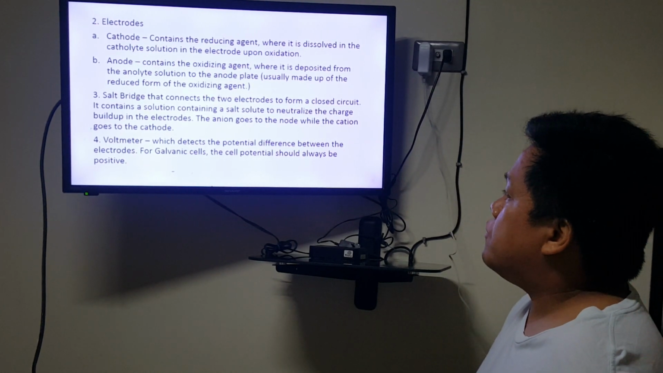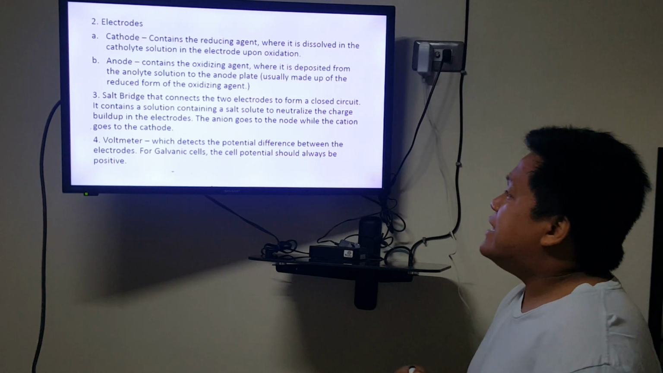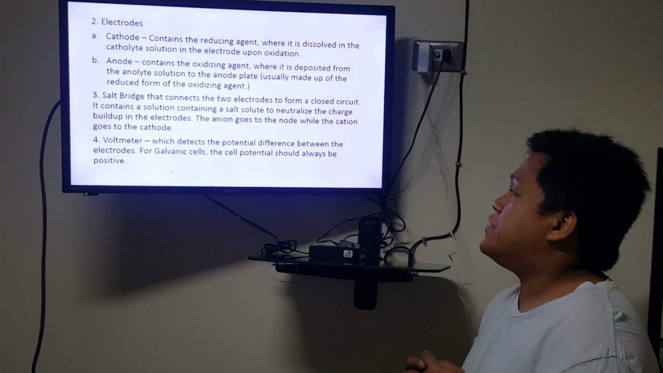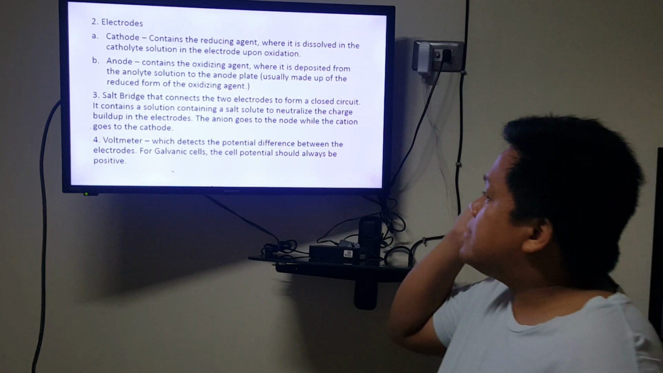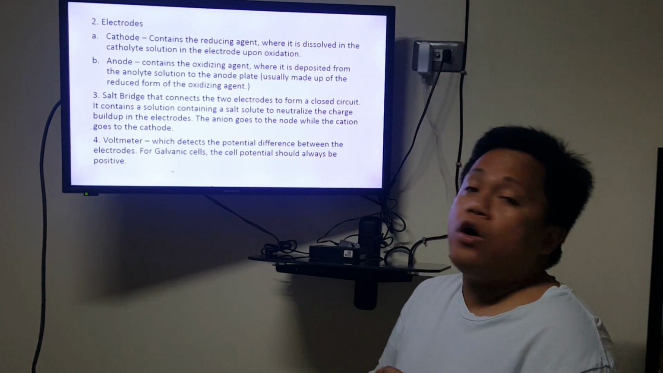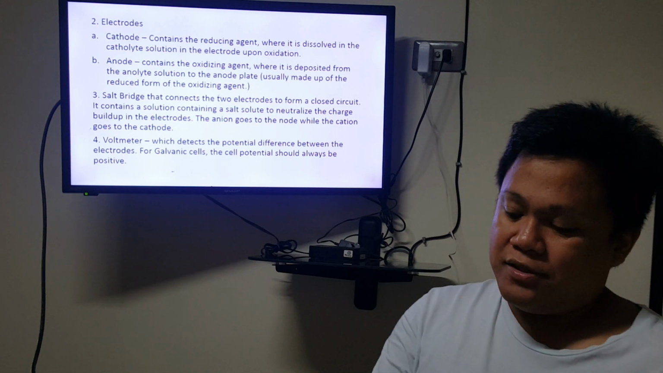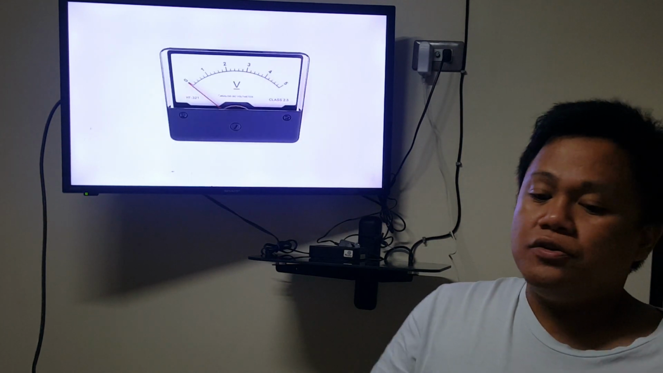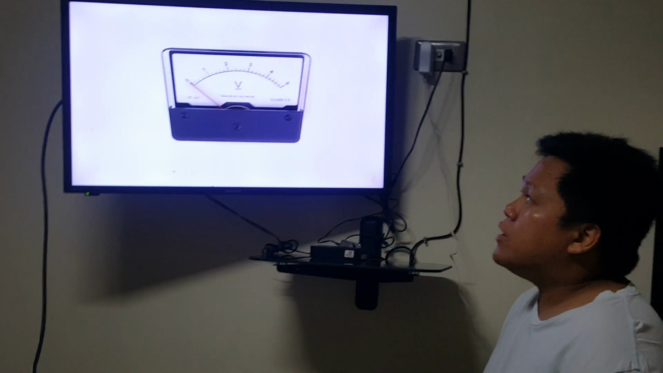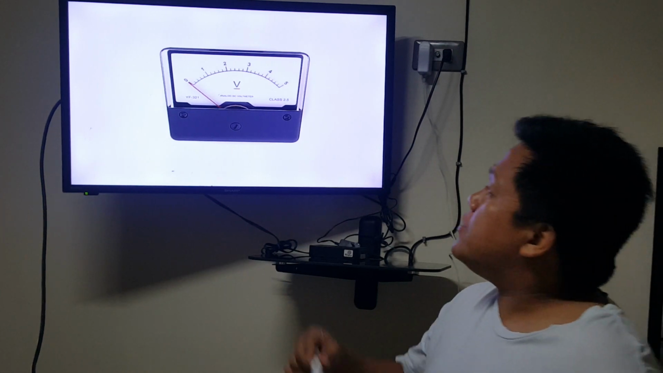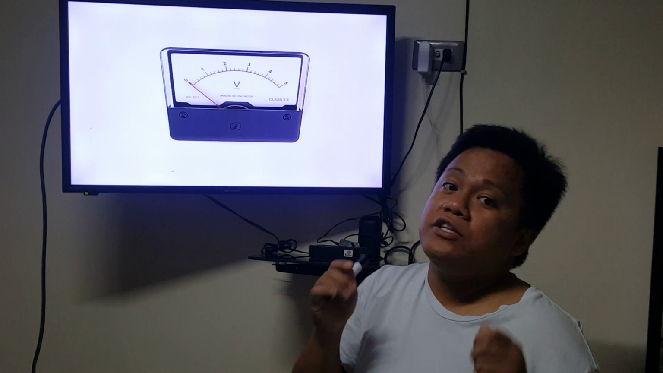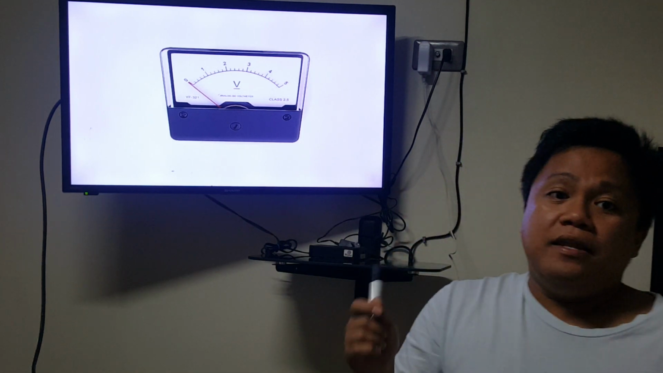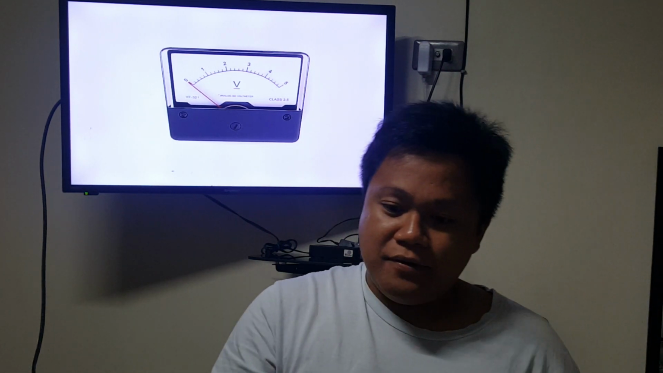Voltmeter. The voltmeter detects the potential difference between the electrodes. For a galvanic cell, the cell potential should always be positive. So this is the example of a voltmeter. In a voltmeter, the gauge will rise depending on the positive and negative charge. Okay?